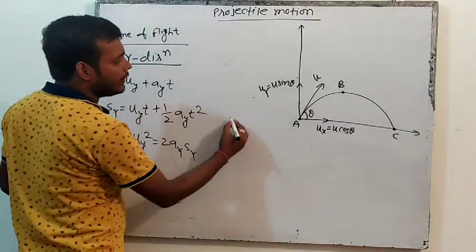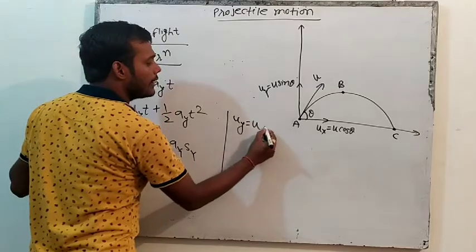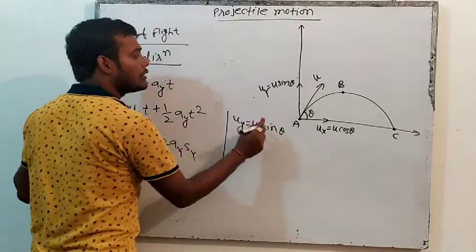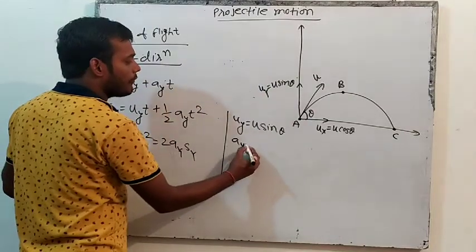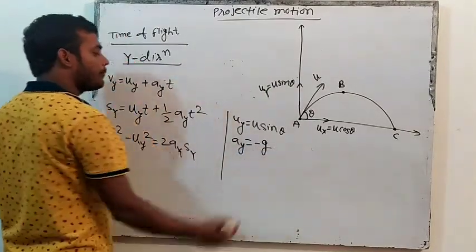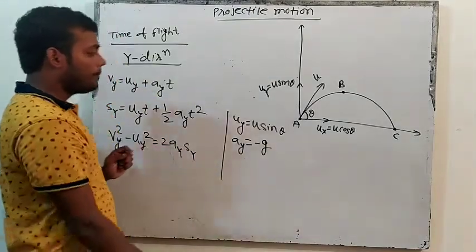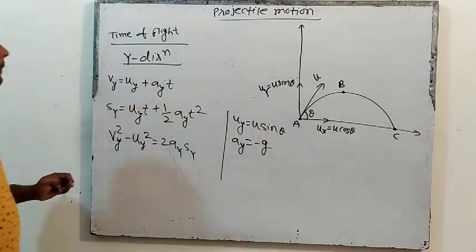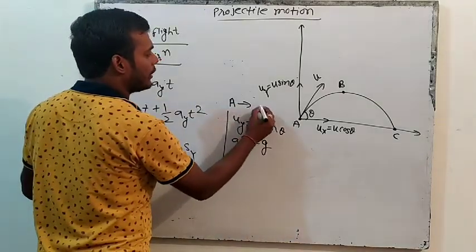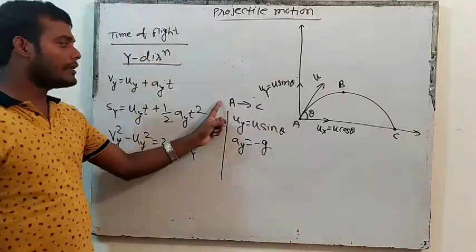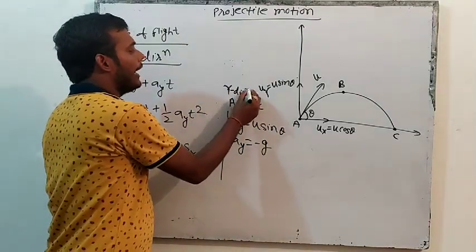In the y direction, we know the initial velocity: u sin theta. It will be plus, because upward velocity is positive. We know the acceleration in the y direction: minus g. Do we know the final velocity in the y direction? First I will apply this equation from A to B, oh sorry, from A to C. I will apply this equation in the y direction from A to C.